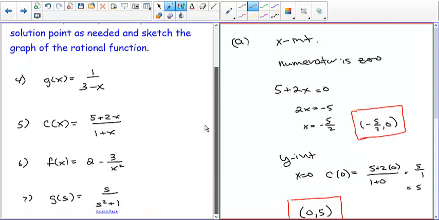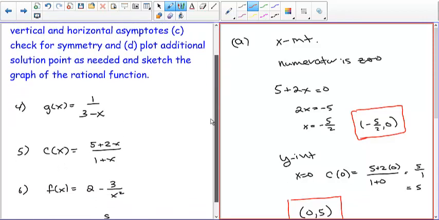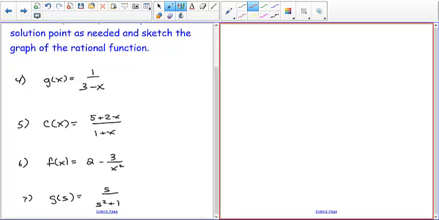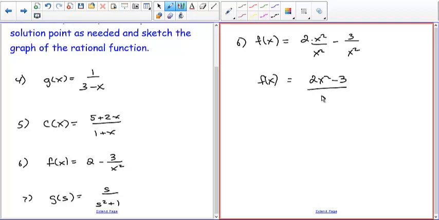Okay, the next one, what are we going to do? The best thing to do for this third problem in this group is to create a single rational function. So we've got a constant and a rational function. What we're going to do is find a common denominator. The common denominator would be x squared. So we'll multiply and divide by x squared for the first term, which is essentially multiplying by 1. So in the numerator, we'll have 2x squared minus 3 divided by x squared.